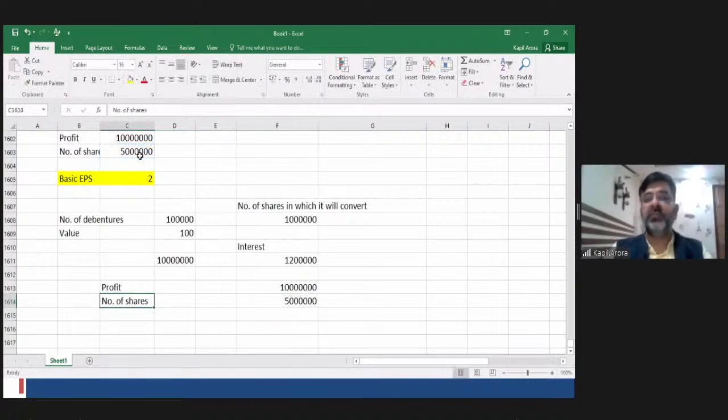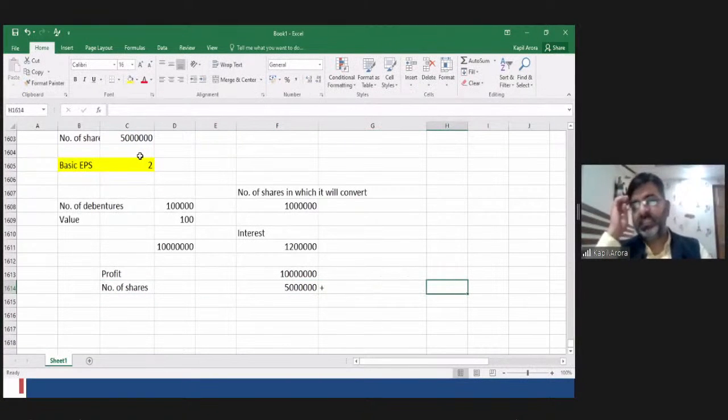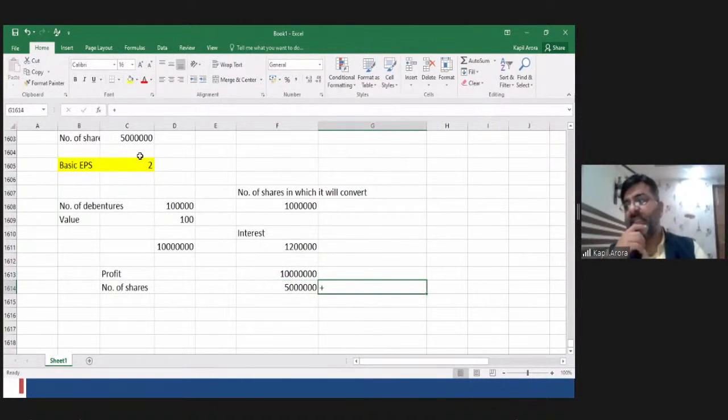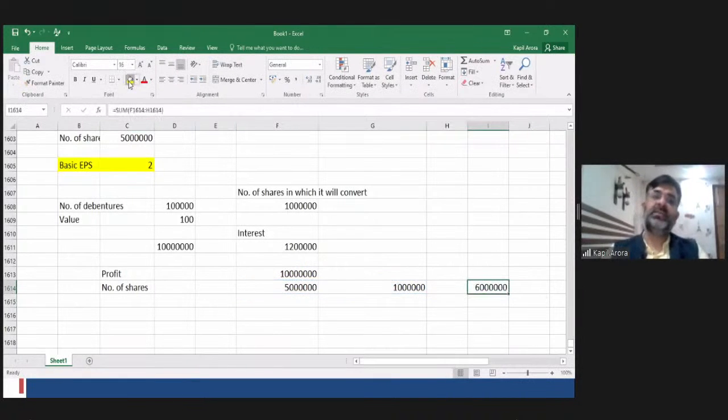Now we want to give the warning: what will happen if these debentures get converted? Will it impact the number of shares? Will it change the number of shares? Answer is yes. The number of shares will increase by 10 lakh shares. So the number of shares after conversion would become 60 lakh.